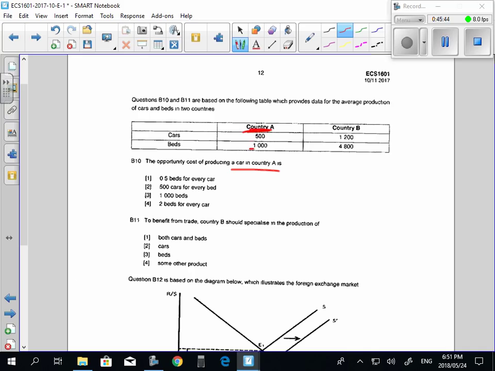They could either produce 1,000 beds or they can produce 500 cars. So to calculate, obviously 1,000 divided by 500 gives us 2. When country A decides to produce one car, they need to give up 2 beds to produce that one car.